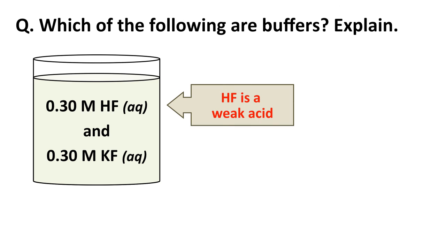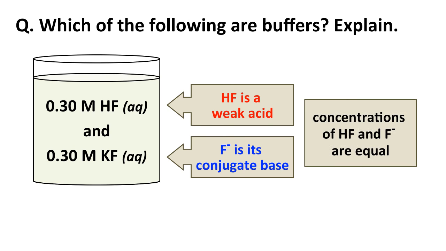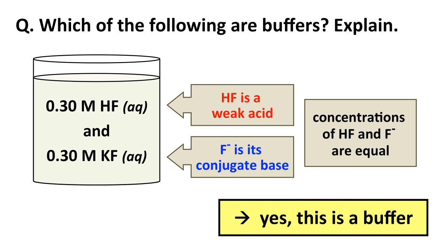Well, HF is a weak acid, so that's one of the important things for a buffer. F minus is the conjugate base of HF, and that's one of the other important things for a buffer. So we have a weak acid and its conjugate base, so that's good. And the concentrations of HF and KF, or F minus, is what really matters. Those concentrations are equal, so we have a weak acid with its conjugate base in equal concentrations, and that meets the criteria for a buffer. So yes, this is a buffer solution.